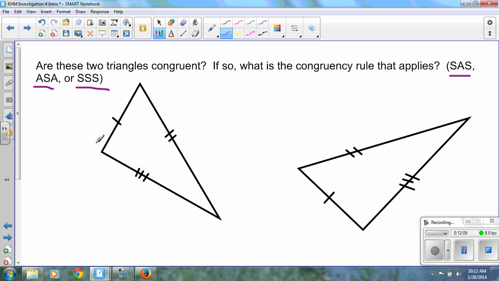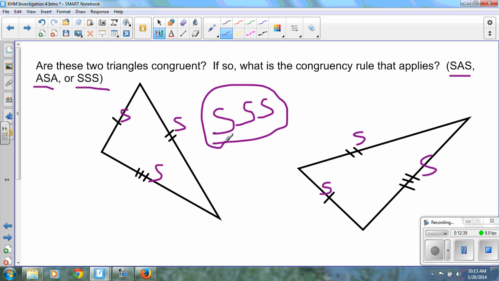Go ahead, choose one. All right, if you chose SSS, you would be correct. Side, side, side. And that matches the pattern side, side, side. So these 2 shapes are exactly congruent. They're exactly the same size, same shape, according to our congruency rule of SSS.